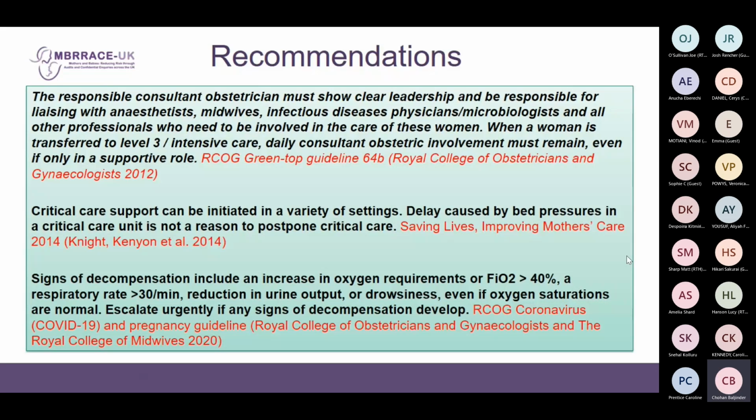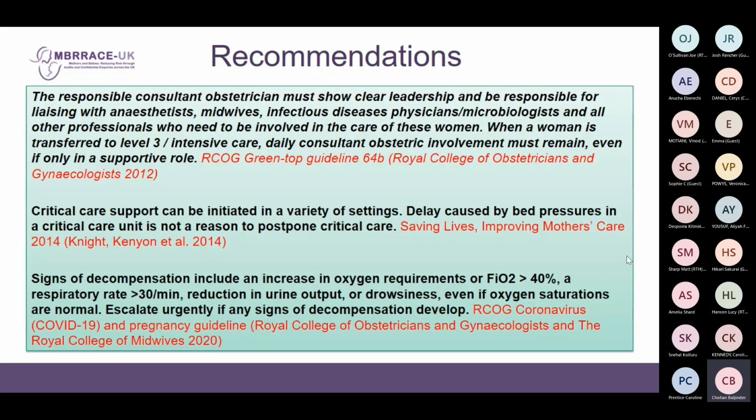But anyway, I digress. A recommendation from this case: a consultant obstetrician should show clear leadership, and be responsible for liaising with all other members of staff in the care of these women. Remember, it's not just about what you do in isolation. You all have to work together. If patients are on other wards, daily consultant input is essential. Be aware of signs of decompensation. So, educating those who aren't familiar with obstetric patients is also really important.